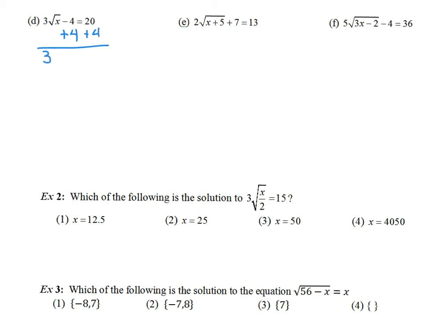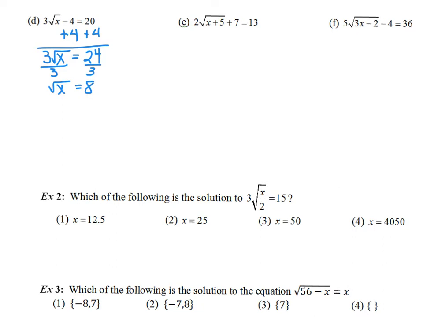So that's giving me 3 square root of x is equal to 24. Now let's go ahead and divide both sides of the equation by 3. So I now have the square root of x is equal to 8. So this looks just like the first example that we had.